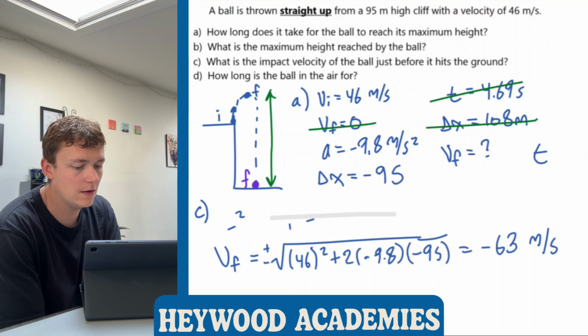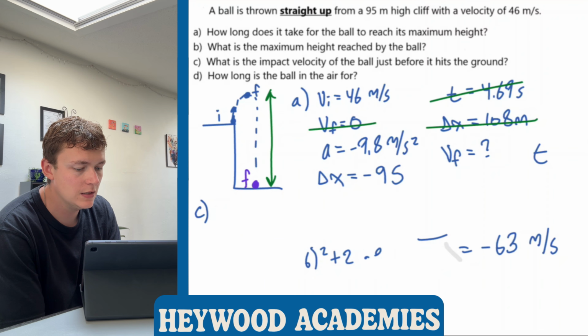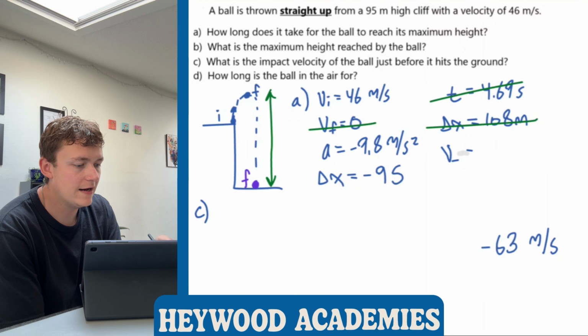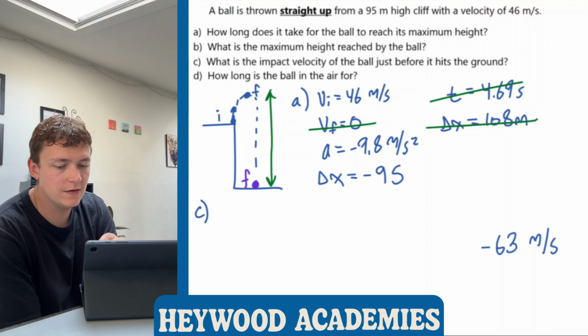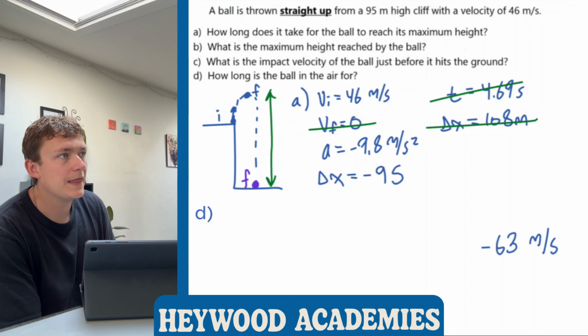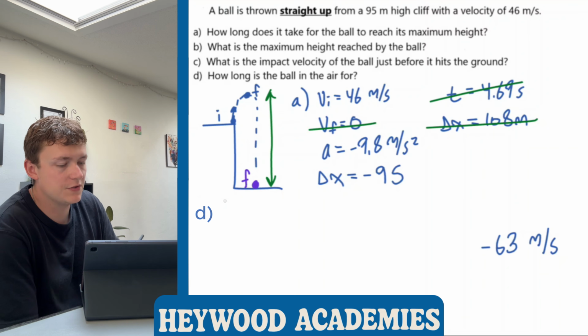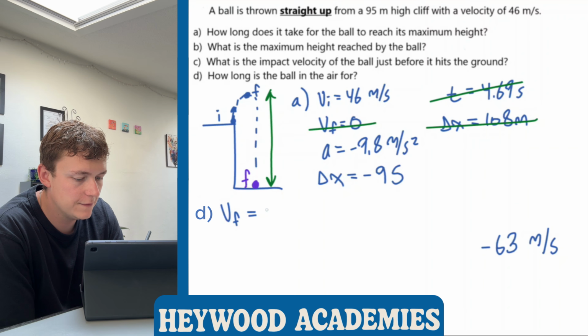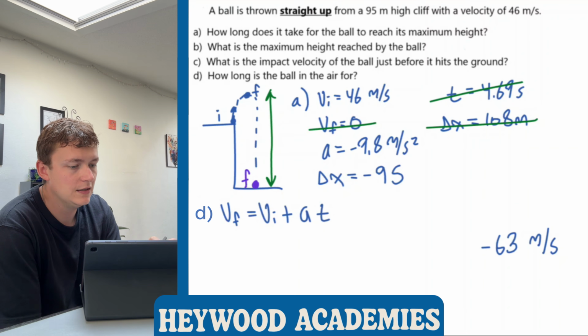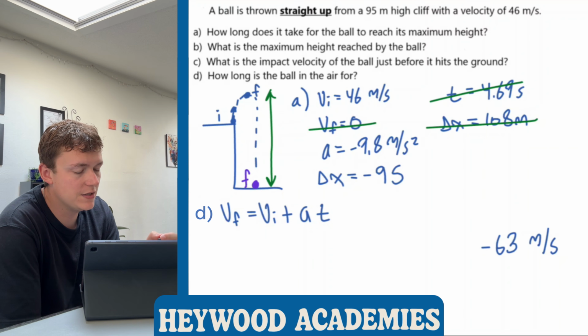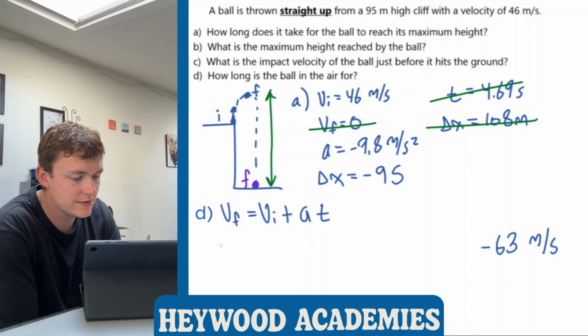Now we want to figure out how long the ball is in the air for. I'm going to leave this number over here because we might be able to use it. Now we are looking for the time when we have the final velocity. So now we can go back to our equations. Let's go ahead and use this nice one. V final is V initial plus AT. We've got all the information that we need from here, and we can use that to solve for the time.